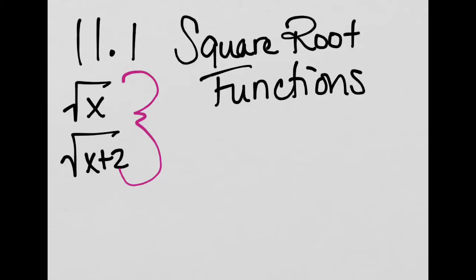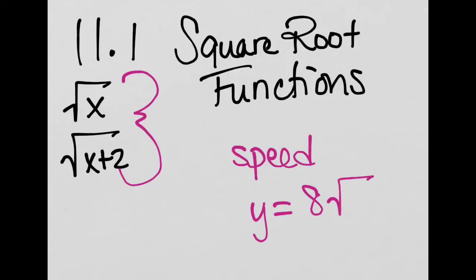1, which is square root functions. These right here are square root functions where you have an x inside of the radical symbol. So the first type that they do is where we're talking about speed. And the standard function rule for speed is just y equals 8 times the square root of x.